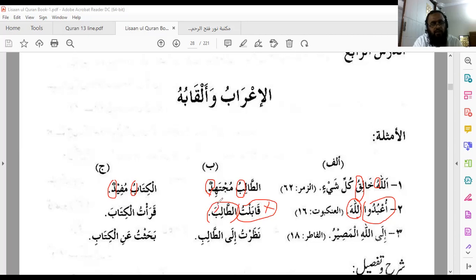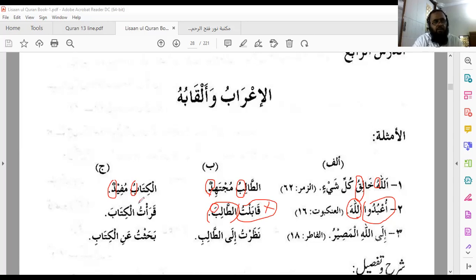Now there is nasab and this is known as mansoob. What are the identification marks of nasab? Either fatha or fathatain. An ism wahid means the ism that is singular. We are not talking about tasniya or jama. That will come inshallah in coming lessons.